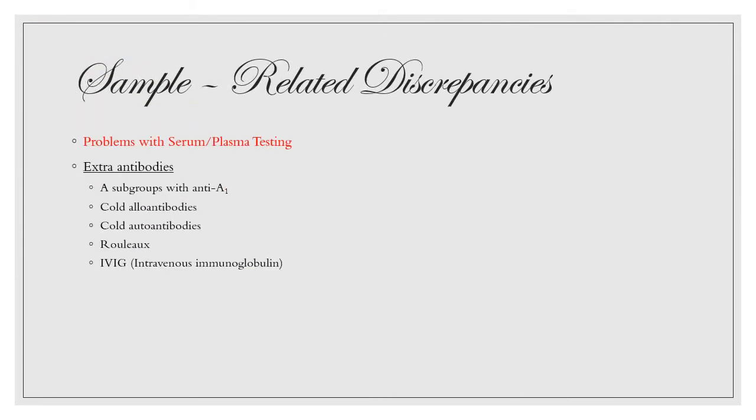Problems with serum, that's the reverse grouping. Extra antibodies, this is normally what we see in the blood bank. A subgroups with anti-A1, and then we have to test with the A1 lectin. Cold alloantibodies, cold autoantibodies, that's where that mini cold panel comes into play. Rouleaux: we have something called saline replacement where we can get rid of rouleaux. Intravenous immunoglobulin, IVIG, so a person has had a shot of immunoglobulin.